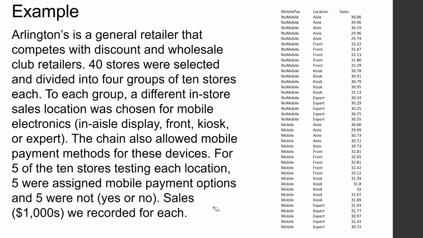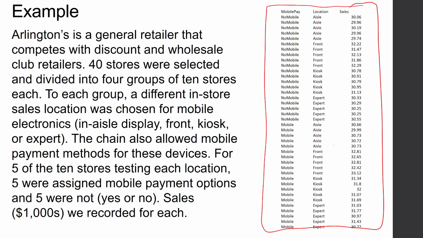All right, so let's jump into an example. Arlington's is a general retailer that competes with discount and wholesale club retailers. 40 stores were selected and divided into 4 groups of 10 stores each. To each group, a different in-store sales location was chosen for mobile electronics: an in-aisle display, front of the store, kiosk, or expert. The chain also allowed mobile payment methods for these devices. For 5 of the 10 stores testing each location, 5 were assigned mobile payment options and 5 were not. Sales in thousands of dollars were recorded for each. So you can see a snapshot of our data right over here, and this is attached with your lecture notes so you can play along with R as we go.